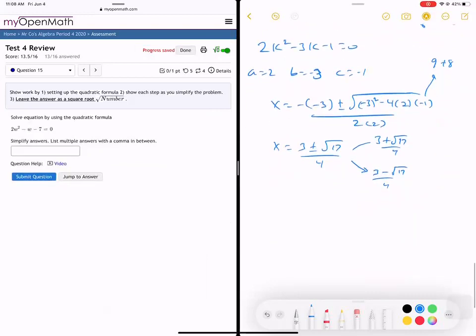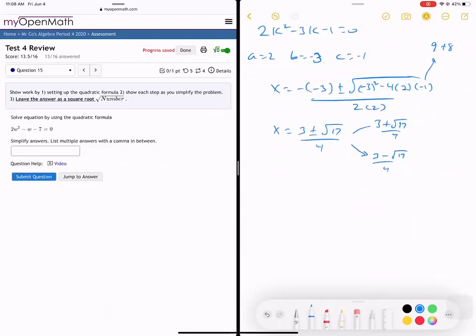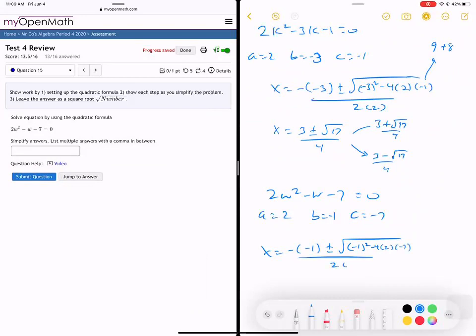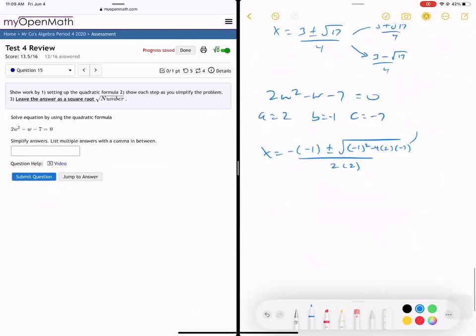Okay, this is our second last question, very similar to that. We're going to do 2w squared minus w minus 7 equals 0. a is 2, b, careful, is negative 1, and c is negative 7. x equals negative b, which is 1, plus and minus the square root of b squared minus 4ac, all over 2a. Let's do the inside. Negative, negative, positive 1. 4 times 2 is 8. 8 times 7 is 56. We end up with 57. x equals 1 plus and minus square root of 57, all over 4.